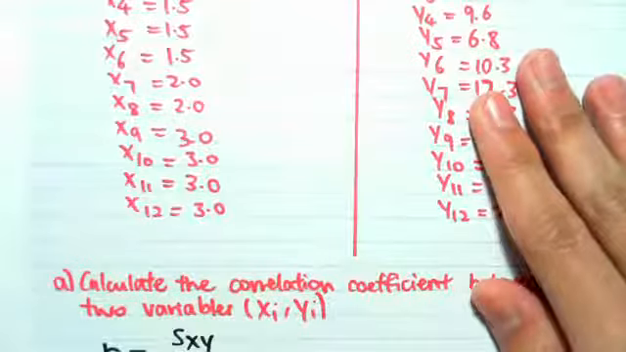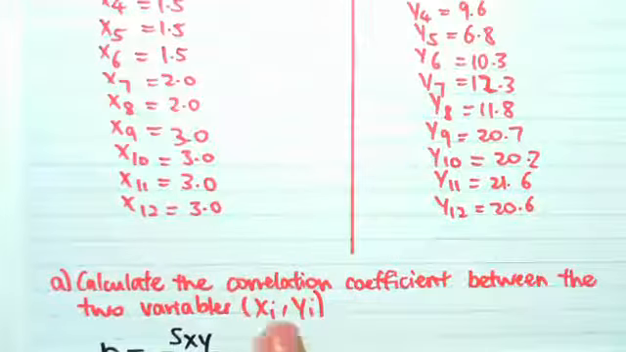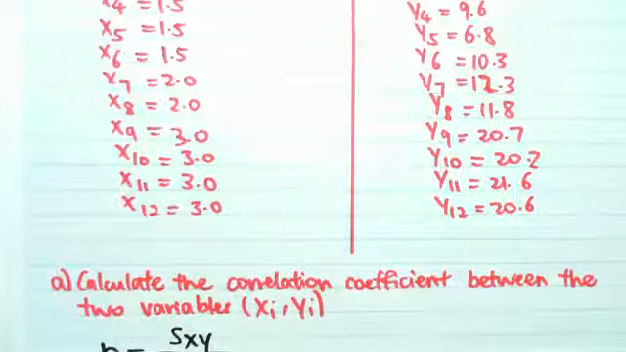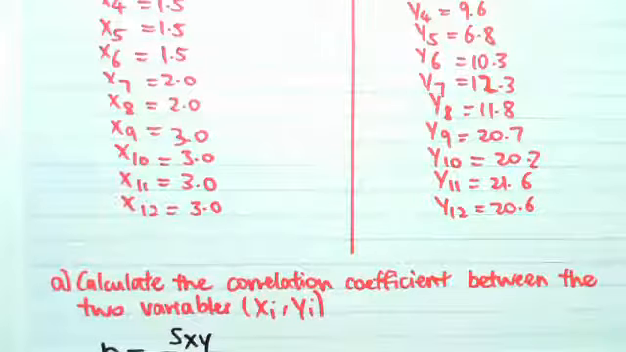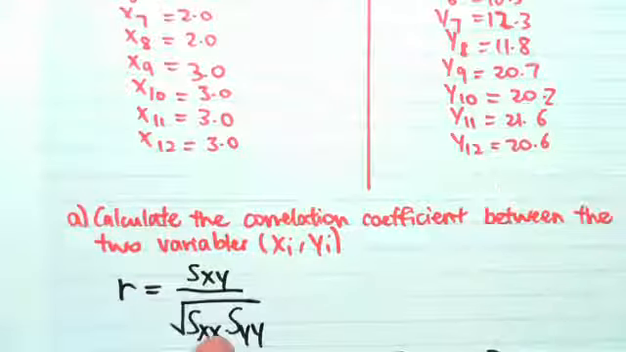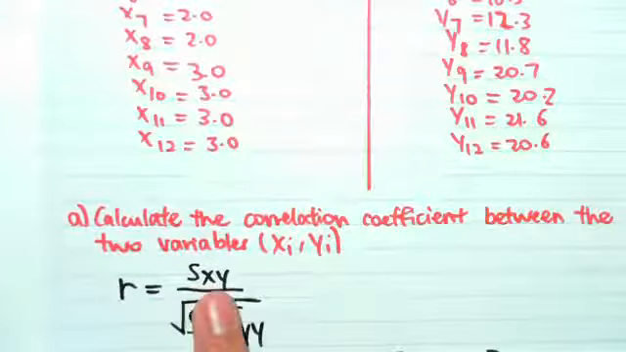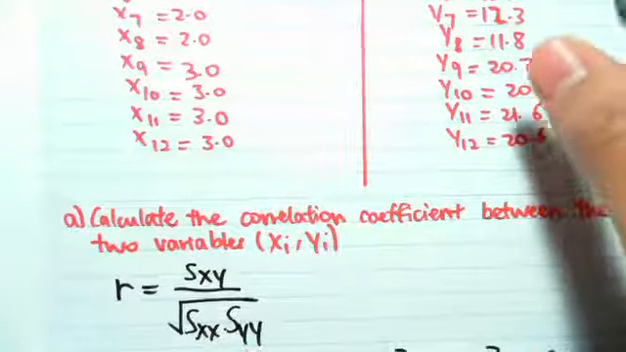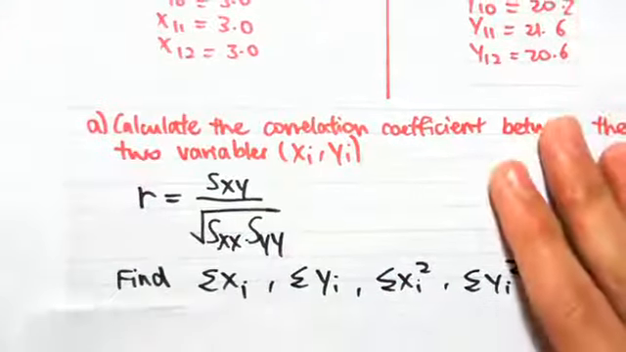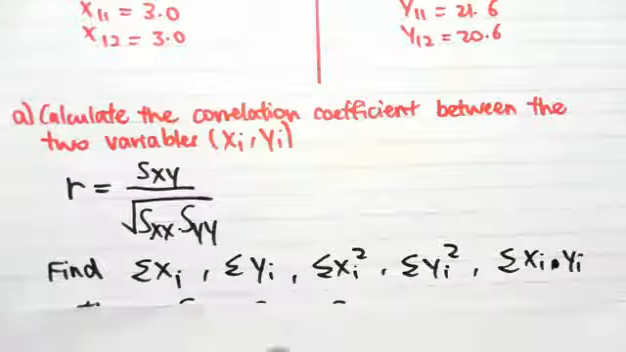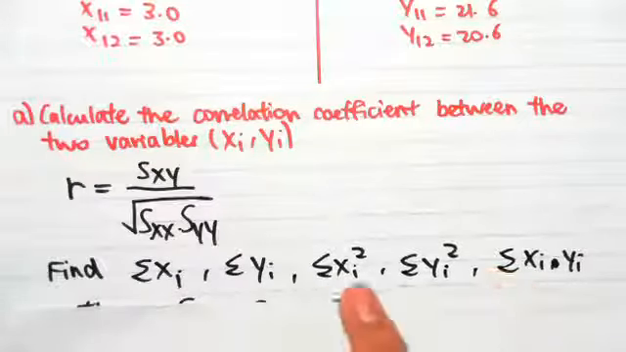So the first question asks us to calculate the correlation coefficient between the two variables xi, yi. Okay, so from the last video, we introduced the concept of the correlation coefficient as the formula here, which is dependent on Sxy, Sxx, and Syy. The thing is that Sxy, Sxx, and Syy are dependent on these summations. So we must find these summations first.